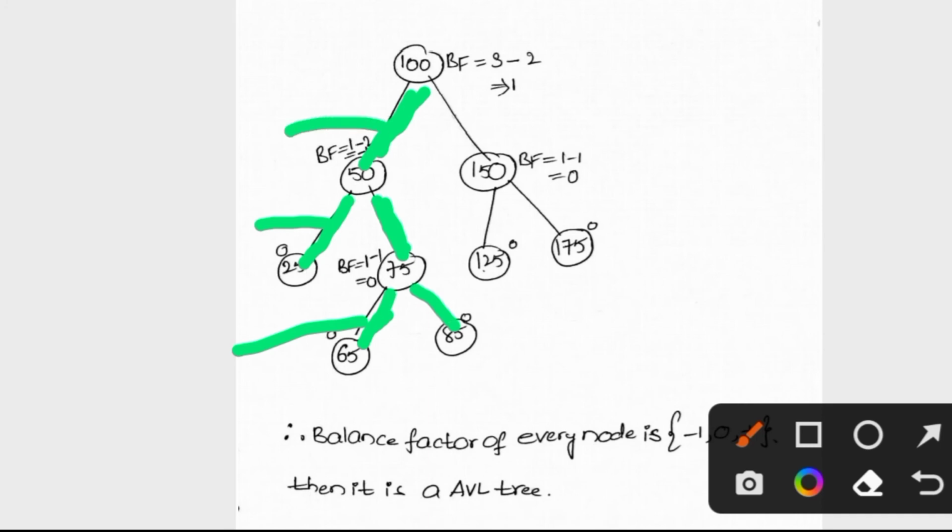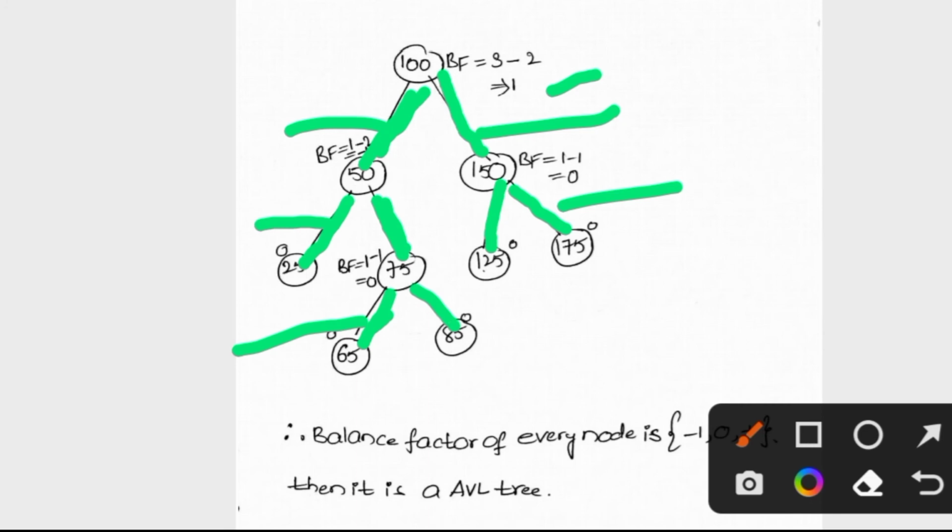So BF is equal to the height of the left subtree, that is 3, minus. And next we are going to calculate the height of the right side. Here one level is there, 175 and 125 both are in one level, so this is one level and this is the next level. So 3 minus 2, our balance factor is 1.